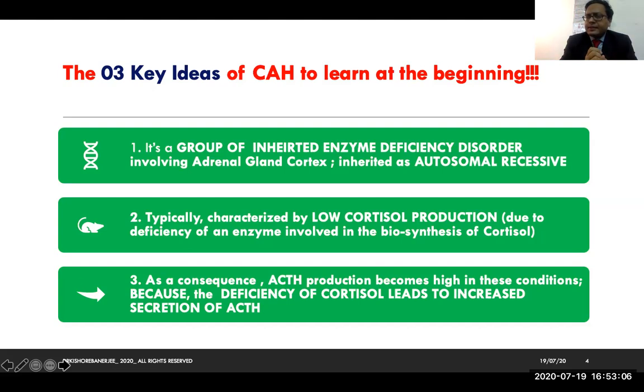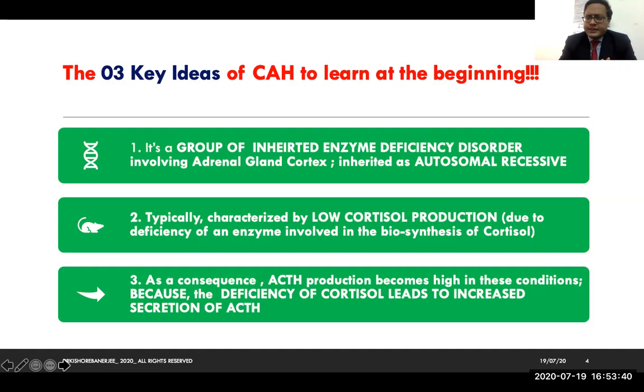And the second common characteristic of this group of diseases is that they're usually characterized by a defect in the biosynthesis of cortisol. And the third: as cortisol is produced in low or minimal amounts, that causes excessive secretion of ACTH. And that's why ACTH causes hyperplasia of the adrenal cortex, and that's why we call it congenital adrenal hyperplasia.